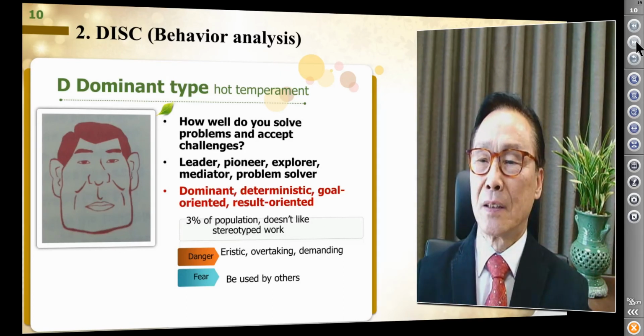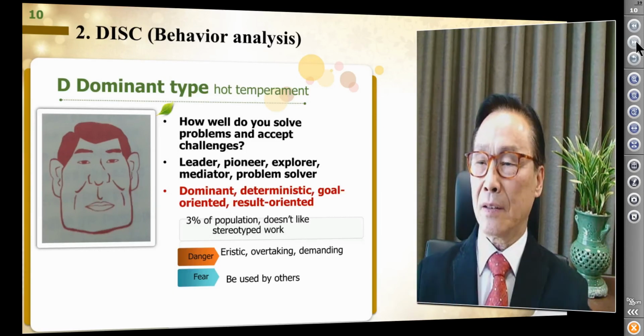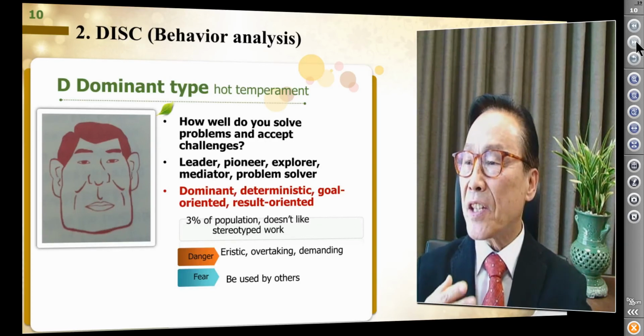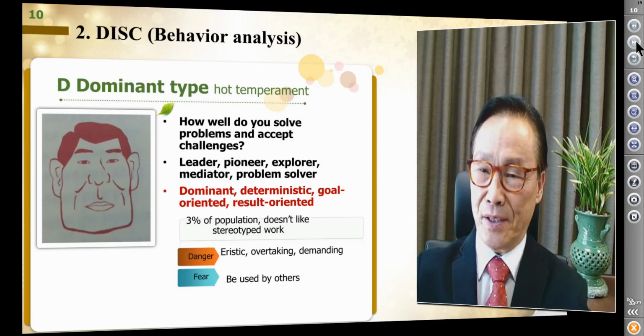confrontational, controversial, and contrary. Their fears are resistance from others and being used by others.